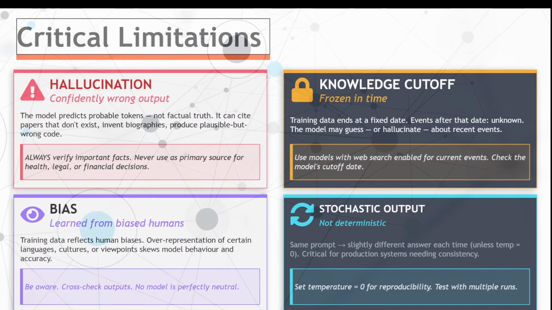So these are the limitations of the current LLMs. I hope the concepts are clear to you. We will also learn about prompt engineering in the next video. Until then, thank you so much.